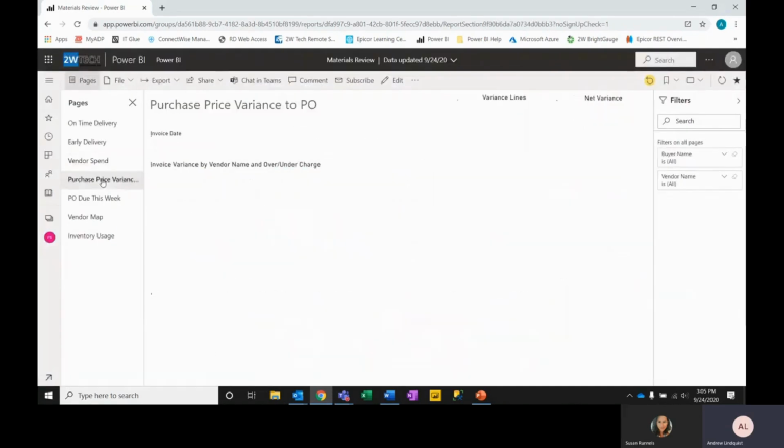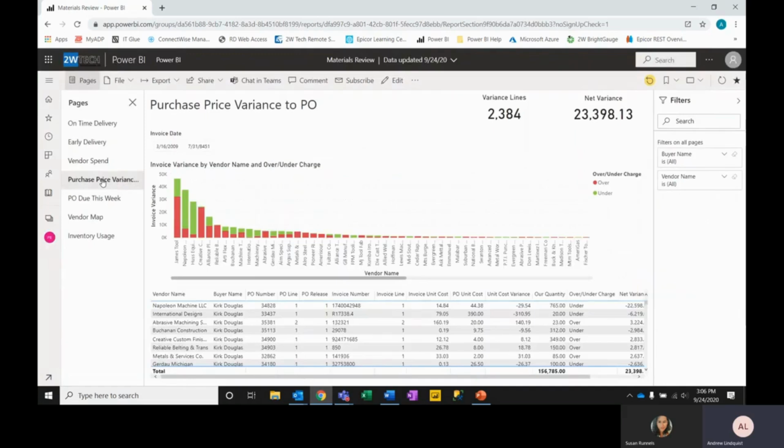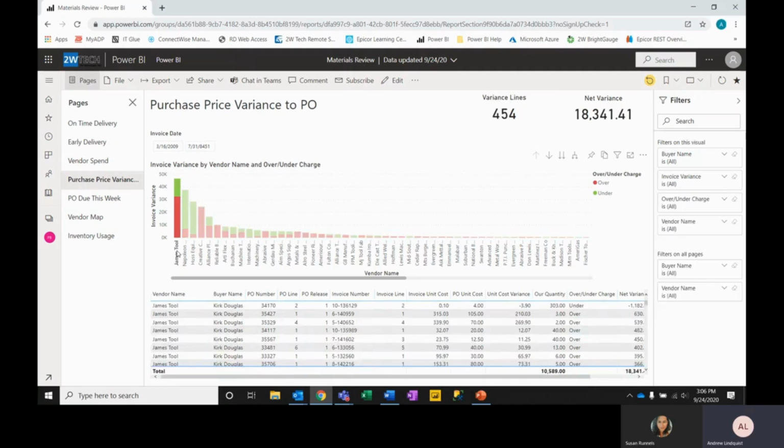The Purchase Price Variance tab tracks the difference between the unit cost on the purchase order and the unit cost on the invoice. So this helps quickly identify whether vendors are overcharging or undercharging. This graph is a good overview of this data, sorting by total variance. You can click on a particular vendor to see individual invoices and variances, which can provide valuable data for discussions regarding pricing issues.